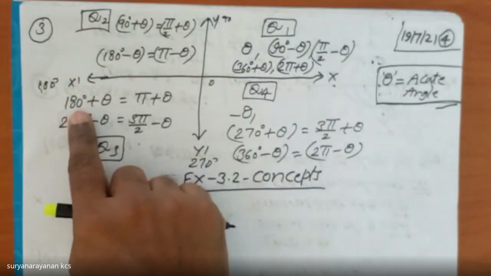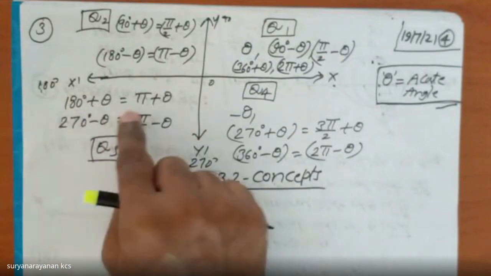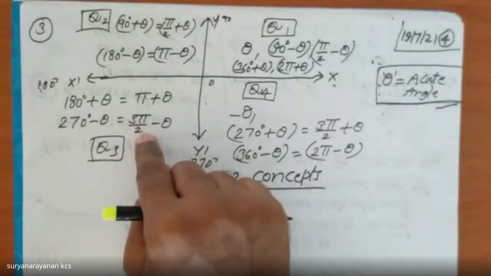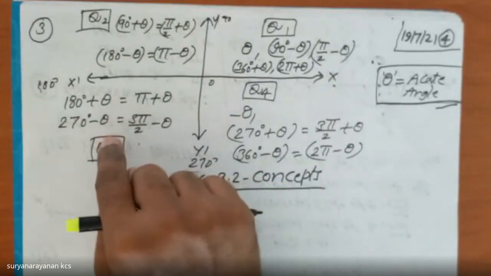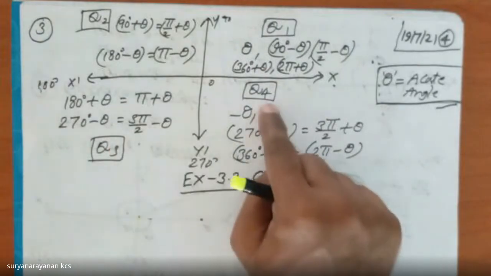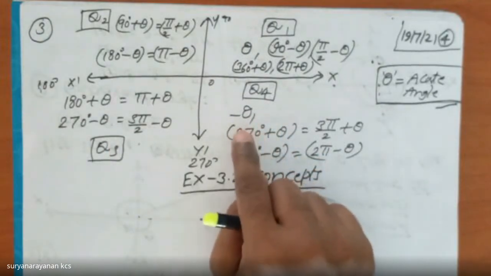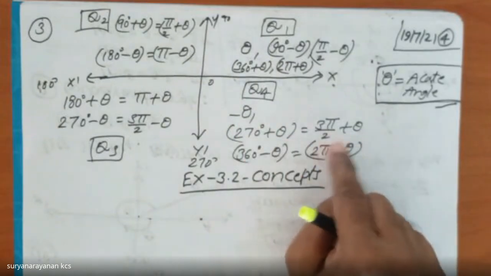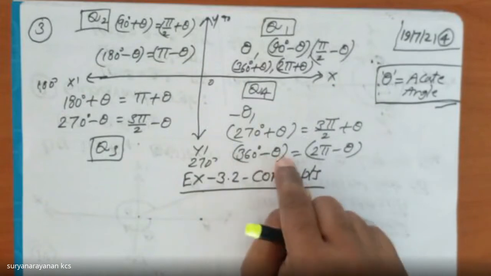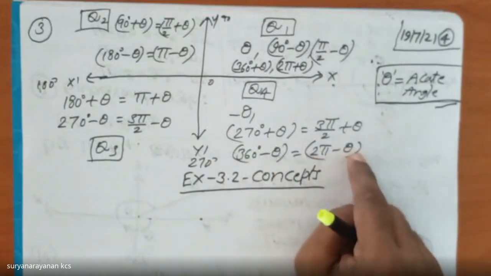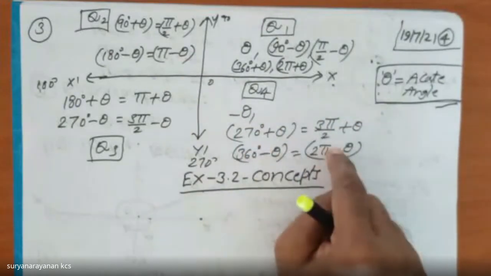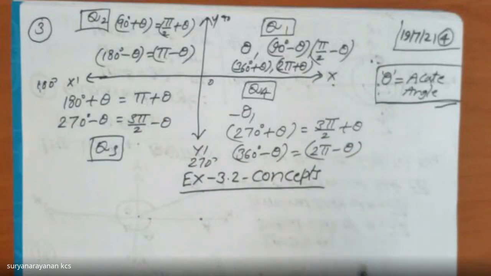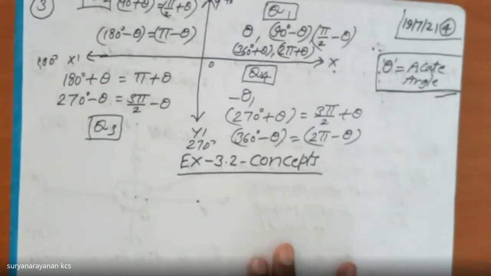Similarly, if any angle is written as 180 degrees plus theta or pi plus theta or 270 degrees minus theta or 3 pi by 2 minus theta, then the angle is said to be in the third quadrant. And if any angle is in the form of 270 degrees plus theta or 3 pi by 2 plus theta, 360 degrees minus theta or 2 pi minus theta, any one of these forms, then we say that the angle lies in the fourth quadrant. Okay, my children.